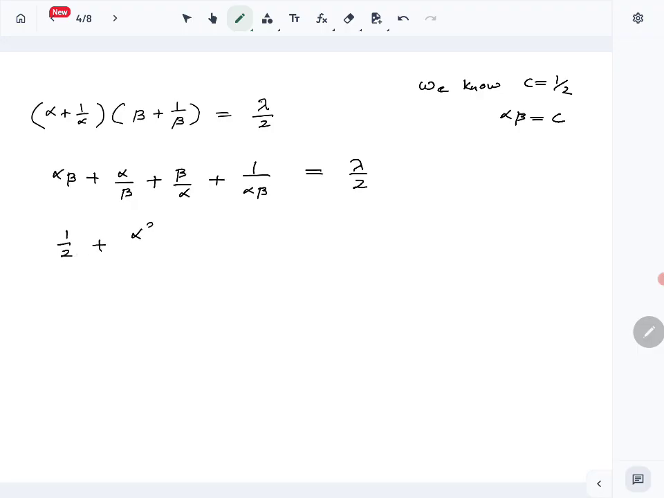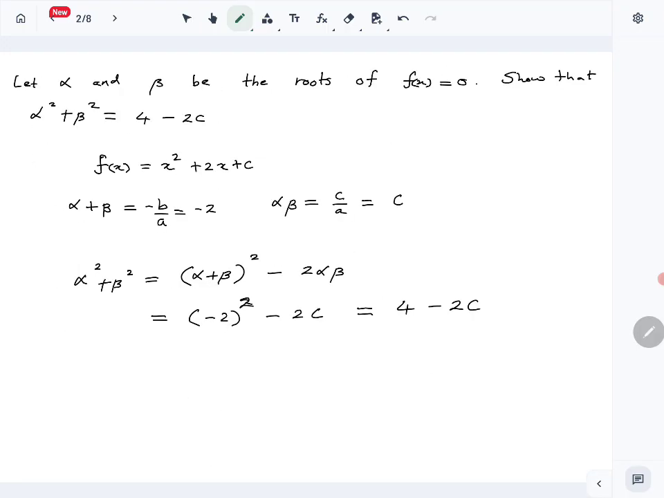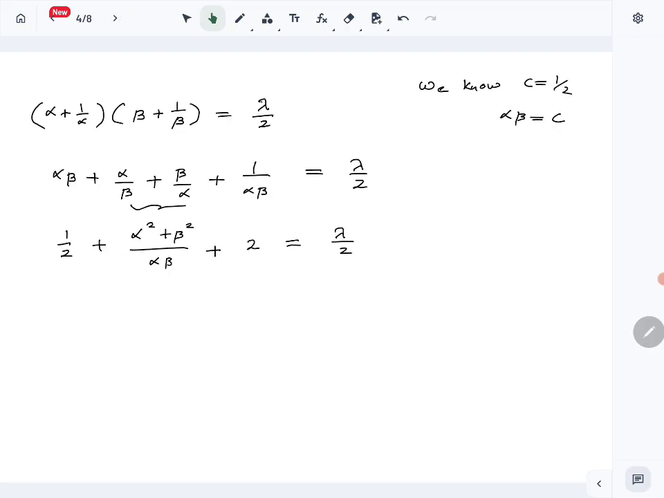This one, let's simplify these two terms into alpha squared plus beta squared over alpha beta. 1 over alpha beta, or 1 over c, becomes 2. So this will become lambda over 2. Right, now again, let's go back to this one. We have shown that alpha squared plus beta squared is equal to what? 4 minus 2c. So we will use that here.